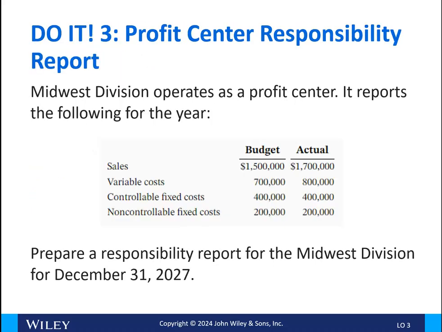Let's go through another problem. Midwest Division operates as a profit center. It reports the following for the year. We have budget and actual for sales, variable cost, controllable fixed, and non-controllable fixed. We need to prepare the responsibility report for the Midwest Division for December 31st, 2027.